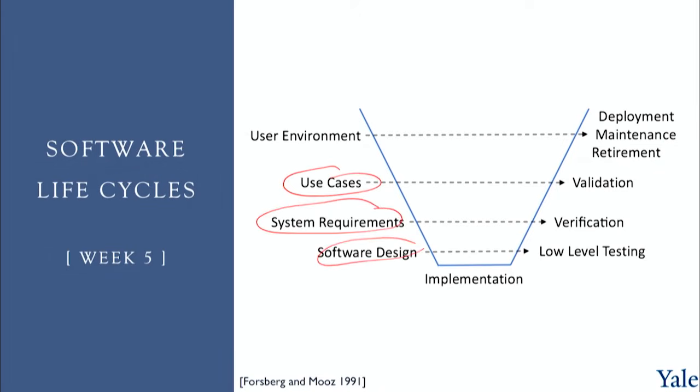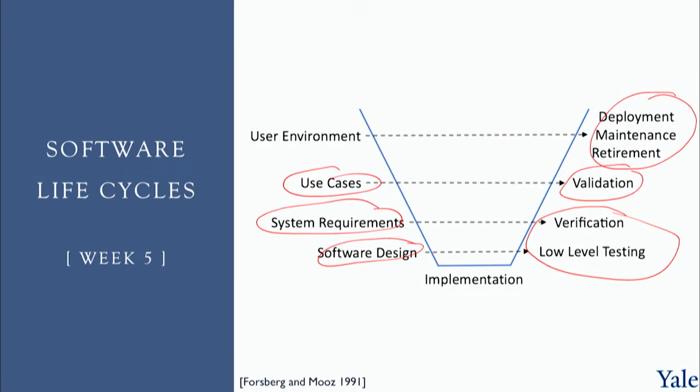And each of those things that you see here, each of those circled things, will be a week of this class. So we'll talk about user needs and system requirements, software design, implementation, and testing, validation, deployment, maintenance, and retirement. And this will stay with us.